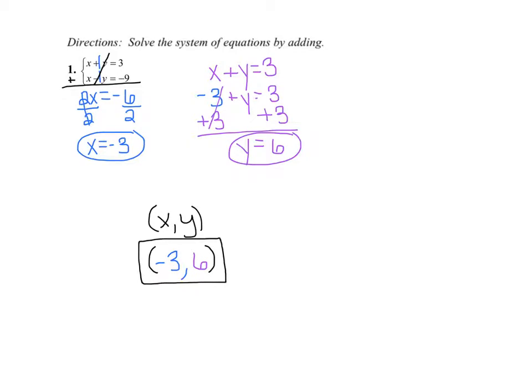Now remember, you can always check your work to see if it makes sense. Check your equation. So we know our answer is -3, 6. So we're going to pick one of the equations, see if that makes sense. Does that work? That's how you can check your solution.